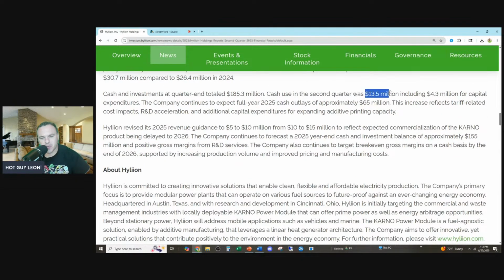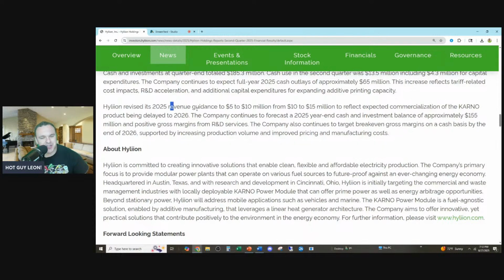Cash used in the second quarter was $13.5 million, including $4.3 million for capital expenditures. The company continues to expect full year 2025 cash outlays of $65 million. God, I'm going to be so pissed if the Saudis bail this company out. This increase reflects tariff-related costs. Oh, it's the tariffs, bro. They revised their revenue guidance down with a delay of their commercialization of the Carno to 2026. Oh, a delay. Shocker.